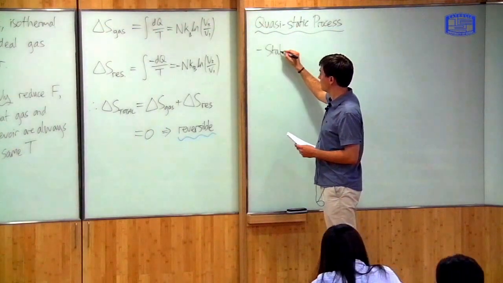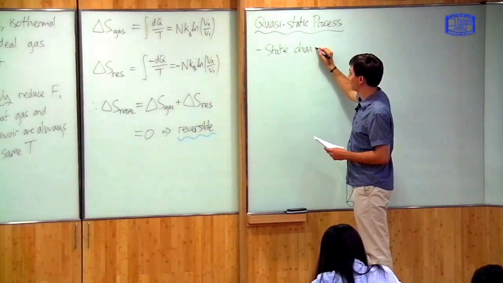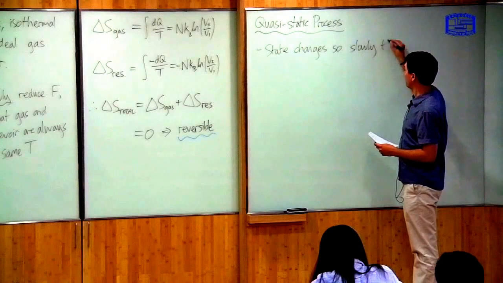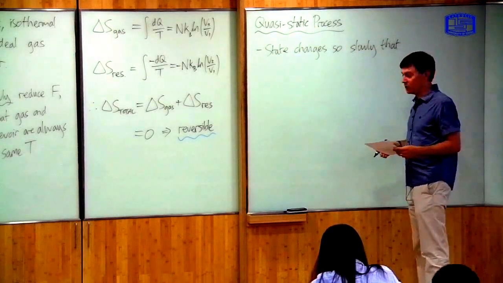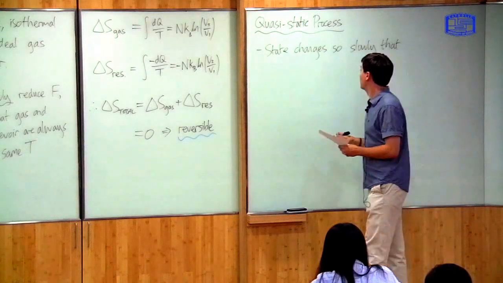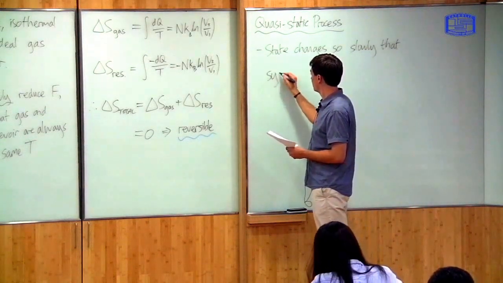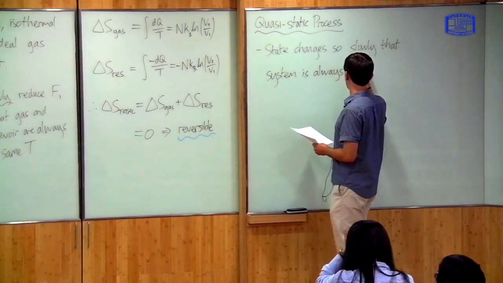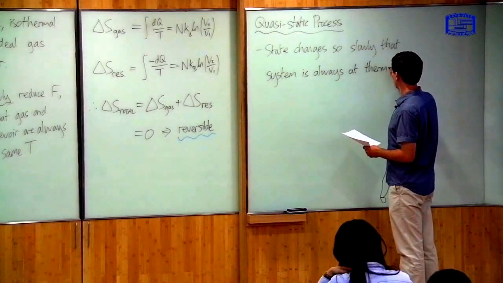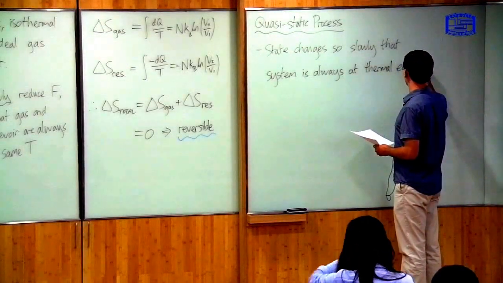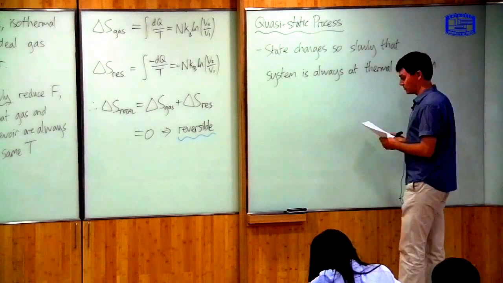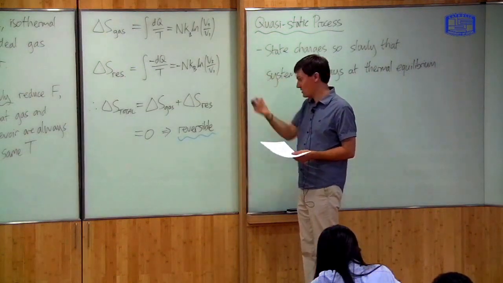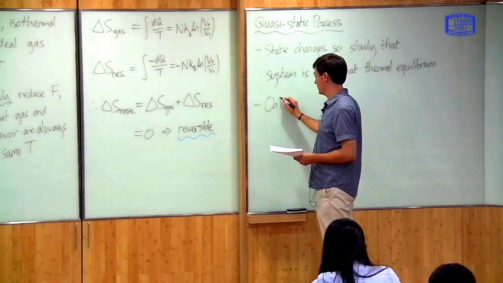So the state of the system changes very slowly. So slowly that the components are always in thermal equilibrium. And it's only these kind of processes which can be reversible. Only these very slow processes can be reversible.